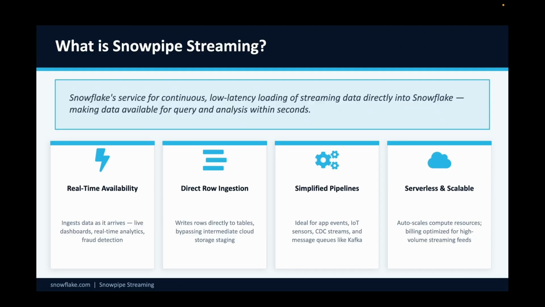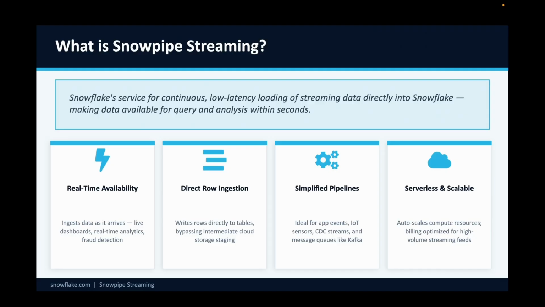What is Snowpipe streaming? It is a service from Snowflake that helps to ingest the data in real or near real time. It is a Snowflake service for continuous, low latency loading of streaming data directly into Snowflake, making data available for query and analysis within seconds. The key features include real-time data availability, direct row ingestion, simplified pipelines, serverless and scalable.